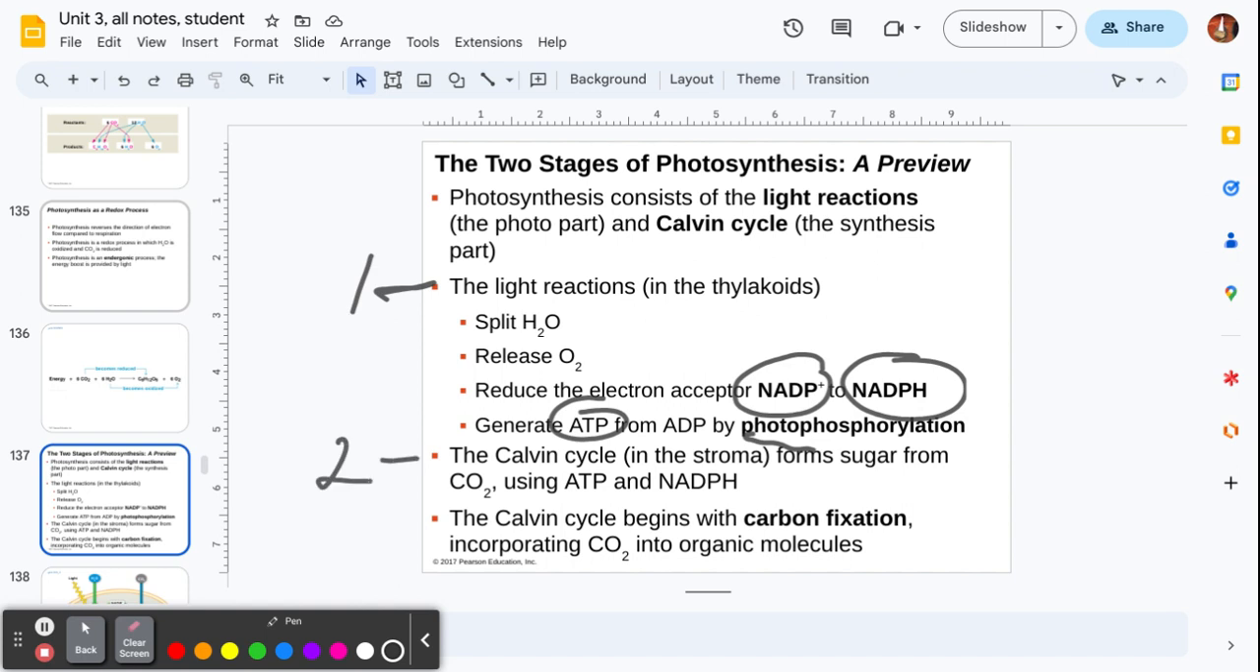Our second step is going to be in the Calvin cycle. Calvin cycle happens in the stroma of the chloroplast. All these things that I just made in my light reaction, this one and this one, along with carbon dioxide that comes in from the air, I use to form sugar.